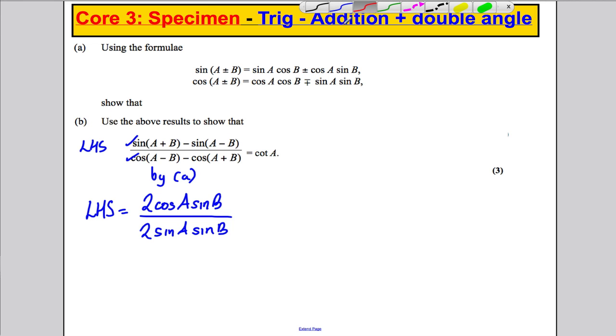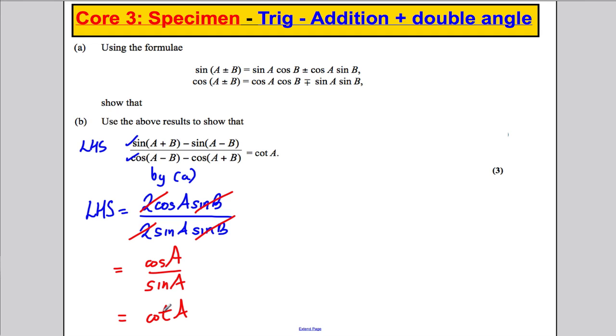Now you will notice a factor of 2 cancels from top and bottom, and the sin B cancels from top and bottom. So this is simply equal to cos A over sin A, which by definition is 1 over tan A, which is cot A. And we're done. It's as simple as that.